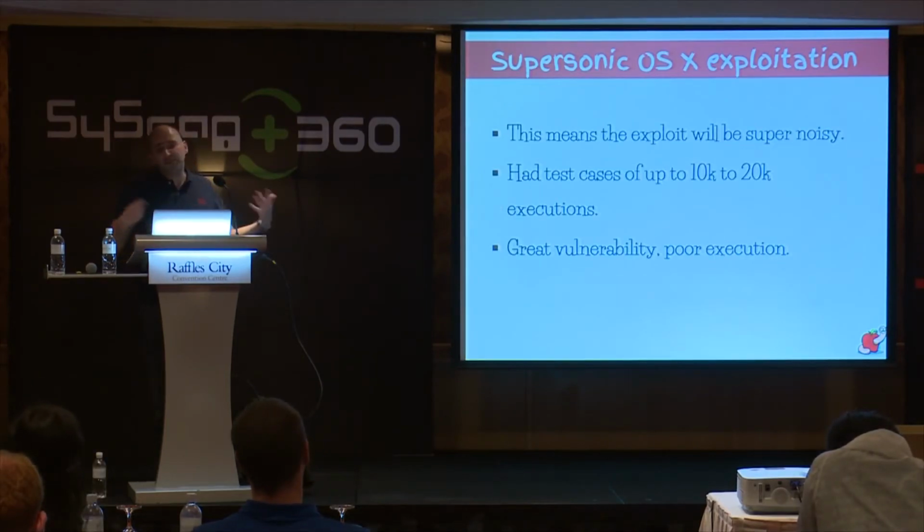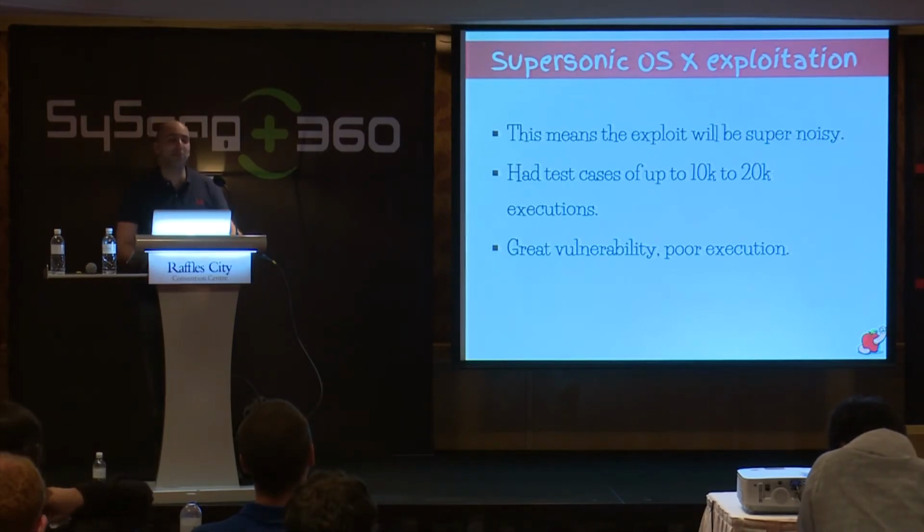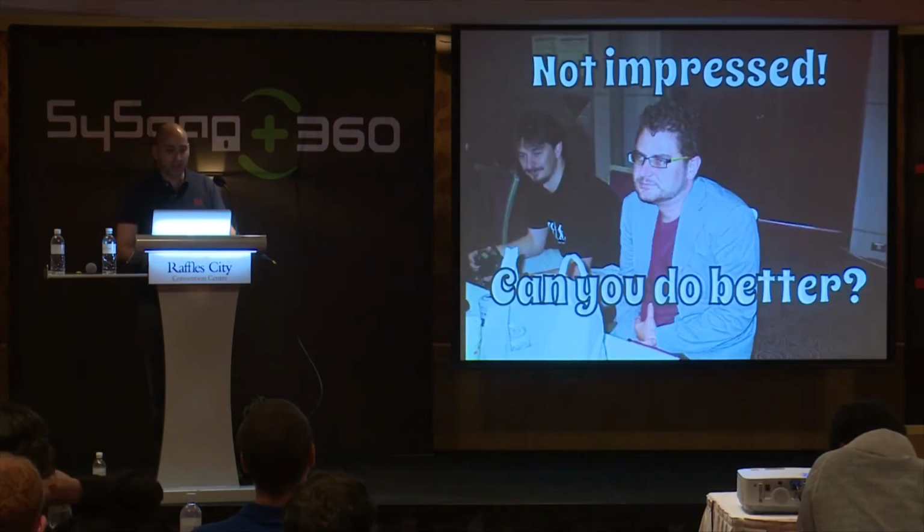What this means is, if we are trying to brute force ASLR, the exploit will be super noisy, because we need to do like 10, 20 or more executions until we win the race. So this is a great vulnerability, but the execution is not that good. Probably most users will not notice. Modern CPUs are very fast. You get a spike, but that's it. But someone looking with more attention, that you want to exploit, will probably notice something weird is happening.